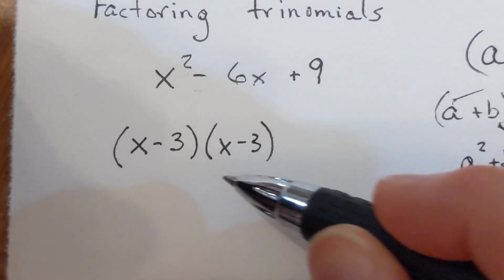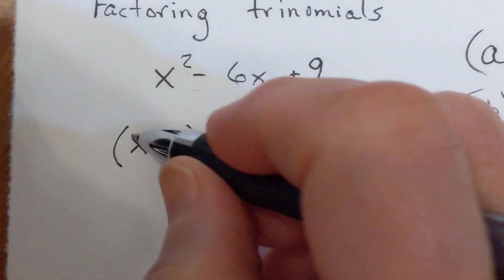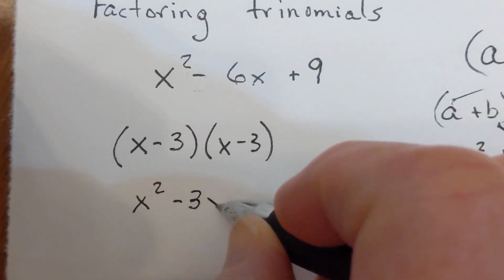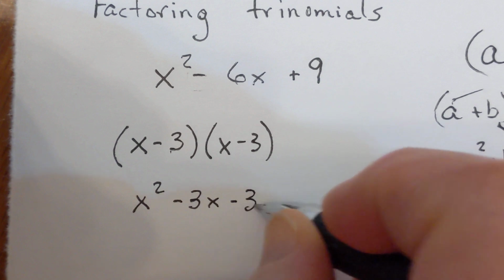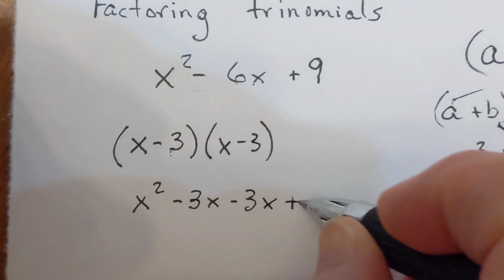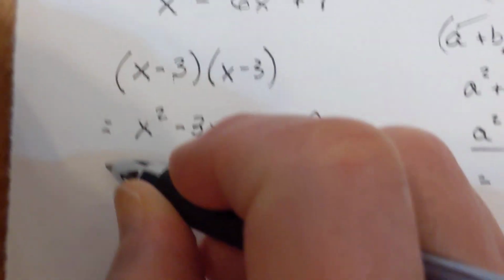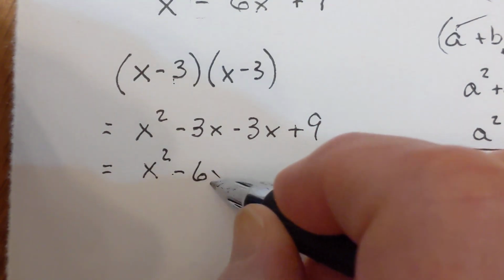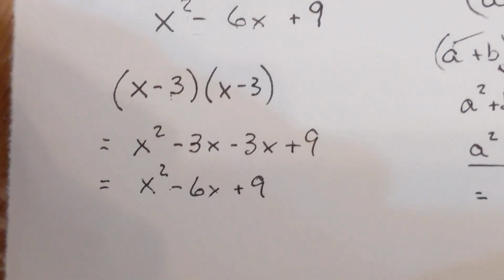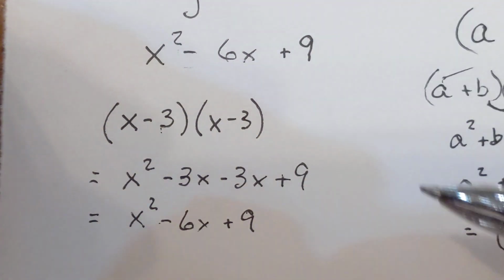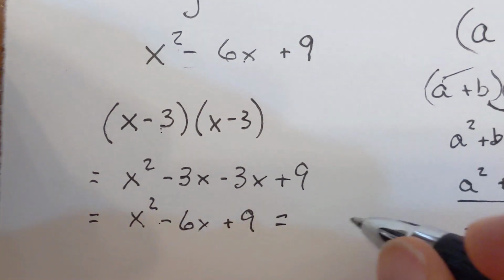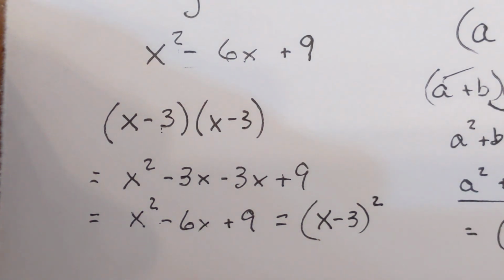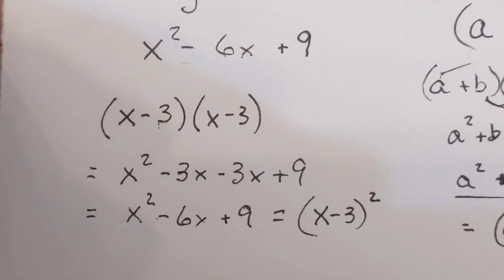To do that, I'm just going to write it down like this, and then expand it out. x times x is x squared. x times negative 3 is negative 3x. Negative 3 times x is negative 3x. And negative 3 times negative 3 is positive 9. Combining like terms, I see that I have x squared minus 6x plus 9. So yes, my original trinomial is the perfect square trinomial that factors into (x minus 3) quantity squared.